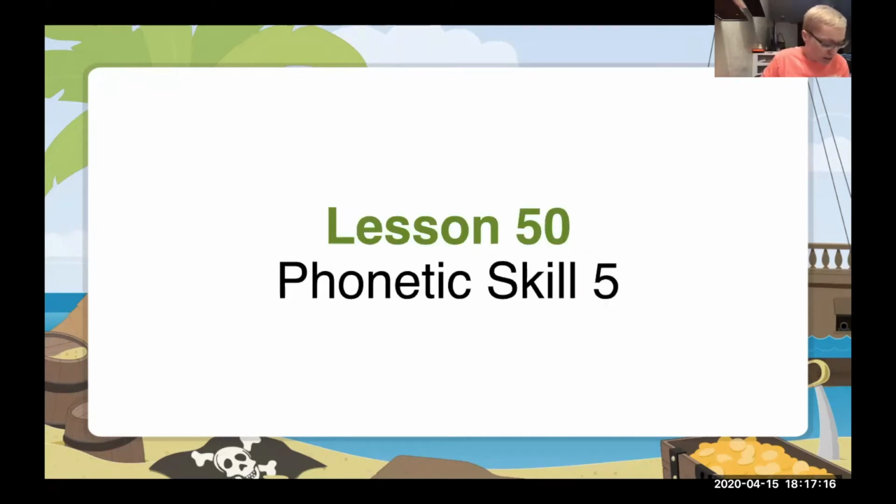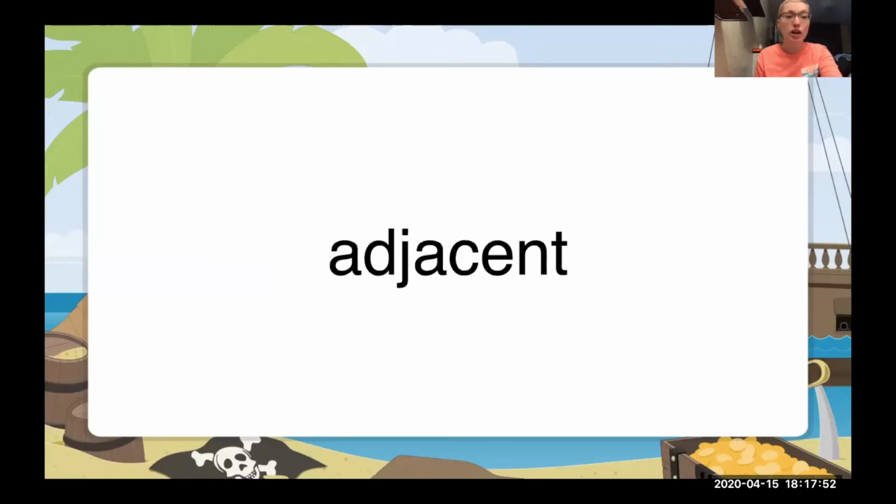All right, so in a word that follows phonetic skill 4, the 2 vowels are separated by a consonant. So, such as the words hope or the words ride. In this lesson today, lesson 50, covering phonetic skill 5, we are going to learn about words that have 2 vowels that are not separated by a consonant. So when vowels stand next to each other, they are adjacent. When vowels are adjacent, that means they're next to each other. The second vowel is going to be silent and the first vowel is going to be long.